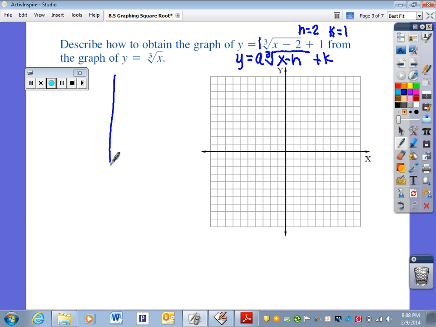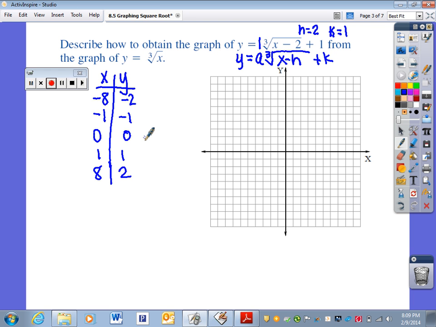So if we make our table for our basic parent function of our cube root, and then we have negative 8, negative 1, 0, positive 1, and 8. If you recall then, the cube root of each of these, we have negative 2, negative 1, 0, 1, and 2. Because our leading coefficient is 1, that means our parent function values are not going to change. What is going to change is our shift to 1.